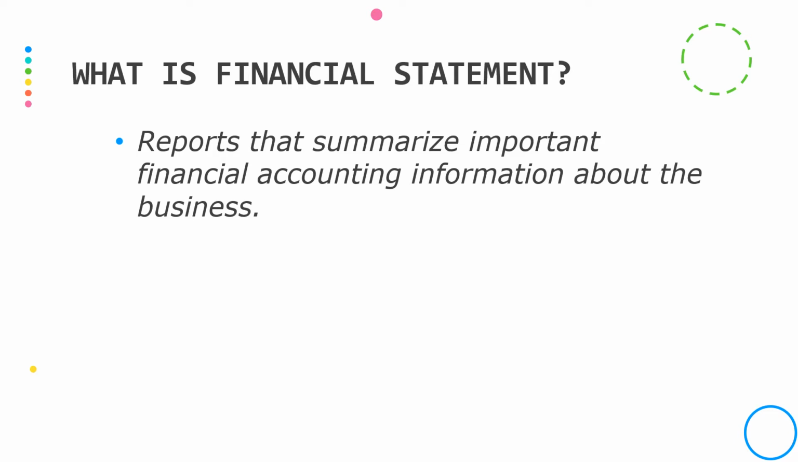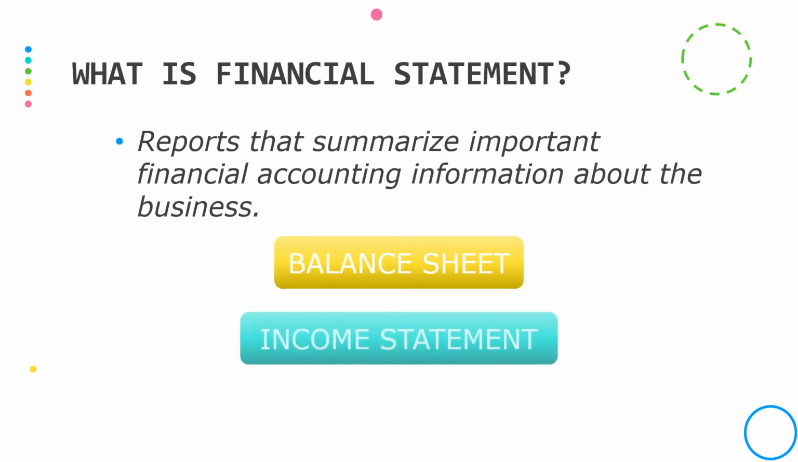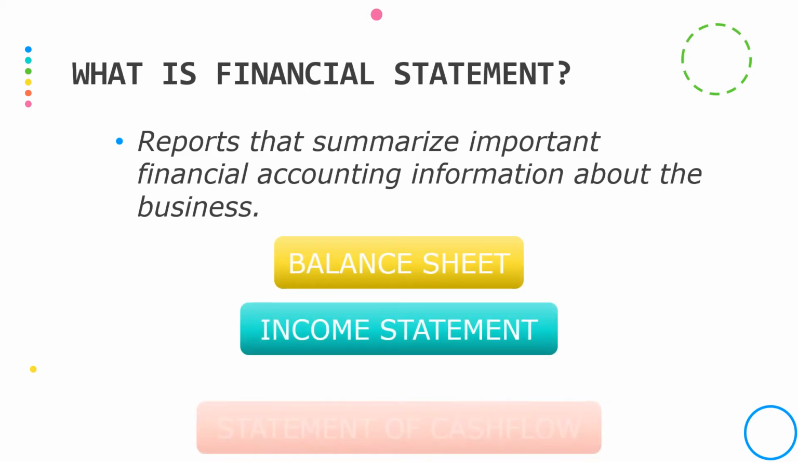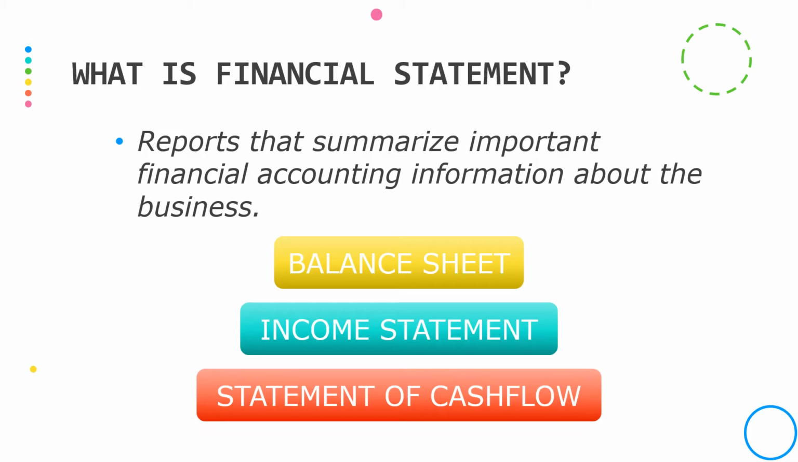So financial statements have three main types. So we have here first the balance sheet, the income statement, and lastly, we have here the statement of cash flow.